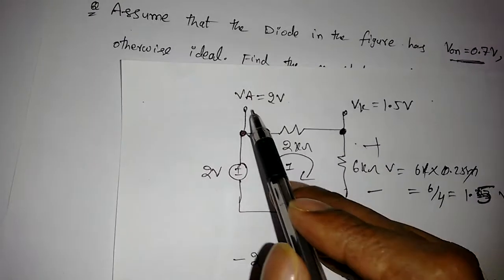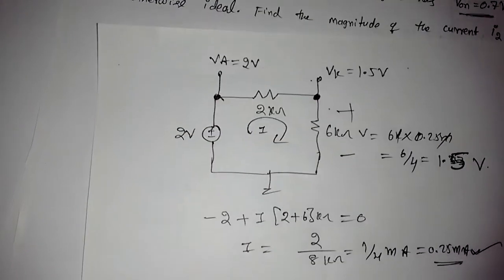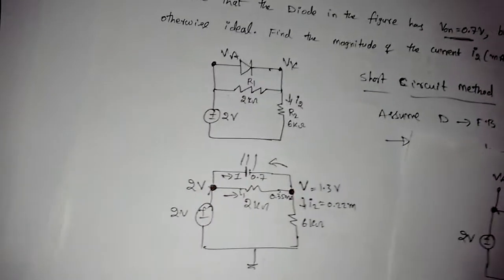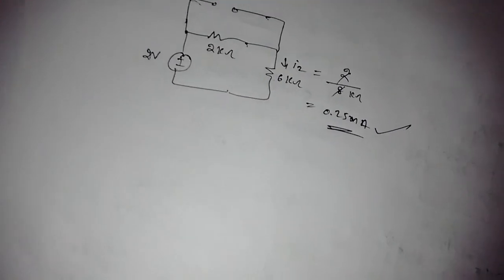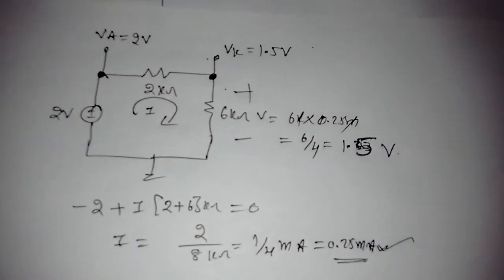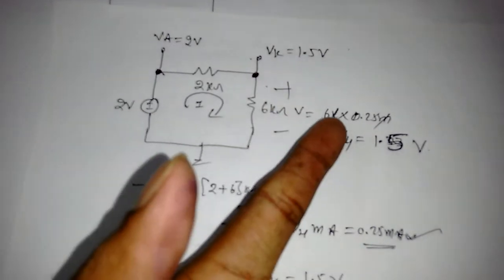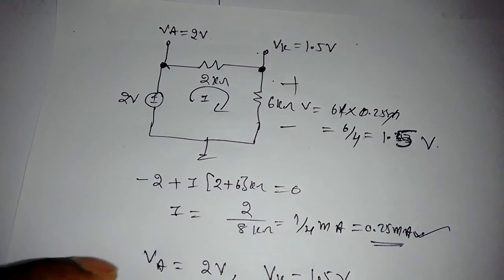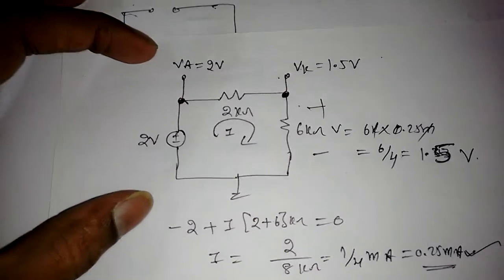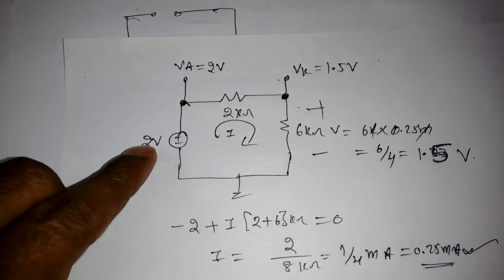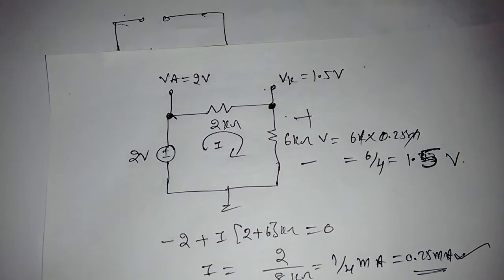Now since it is an open circuit, I can easily find I: 0.25 milliampere. This is what we found in the previous short circuit method. Using the short circuit method also we got the same result, 0.25 milliampere. But the open circuit method is very easy, right? In the previous case we found so many currents, but in this case we simply open the diode and find VA and VK. If VA is greater than VK, for the ideal case it is forward bias. Whenever it is practical, the difference should be 0.7. If the question mentions that it is ideal for both on and off, then VA is 2 and VK is 1.5, so 2 is greater than 1.5, and it will be a short circuit if it is ideal.